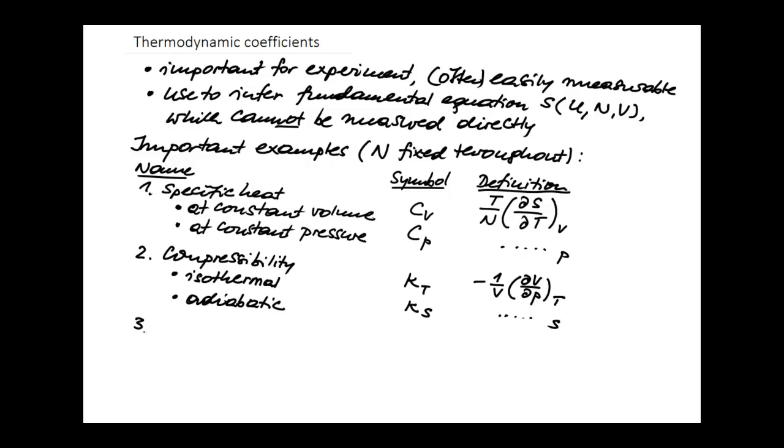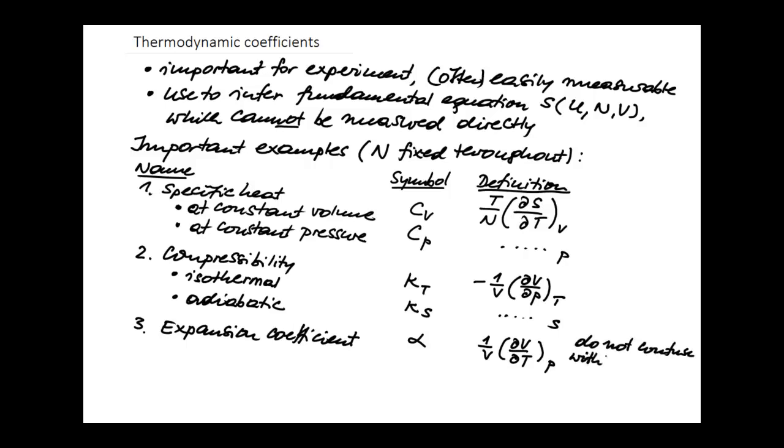Then there is the so-called expansion coefficient, which is typically denoted by alpha, but which you should not confuse with the Lagrange parameter alpha. So this is a different alpha. And it describes how, at constant pressure, the volume reacts to a change in temperature. So it's the partial of volume with respect to temperature at constant pressure. So just this remark, do not confuse with the Lagrange parameter.